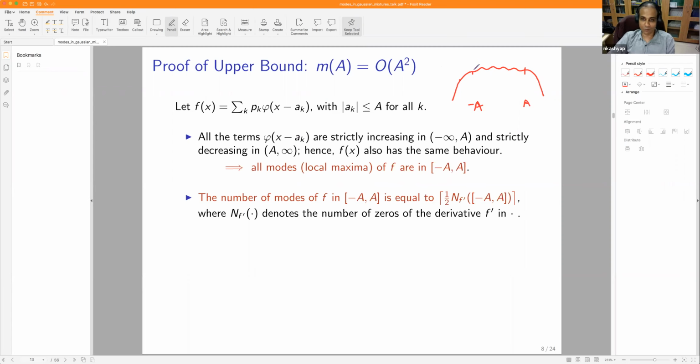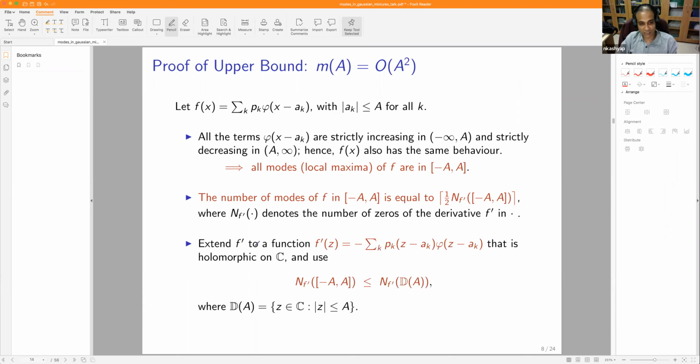So if I want to compute the number of maxima, I can just as well look at the derivative of f. Look at how many zeros the derivative of f has, and roughly half the number of zeros are going to be maxima. There's a ceiling here, but half are going to be maxima and half are going to be minima. The maximum number of maxima is one more than the number of minima. So the number of modes is about half the number of zeros of the derivative of this function.